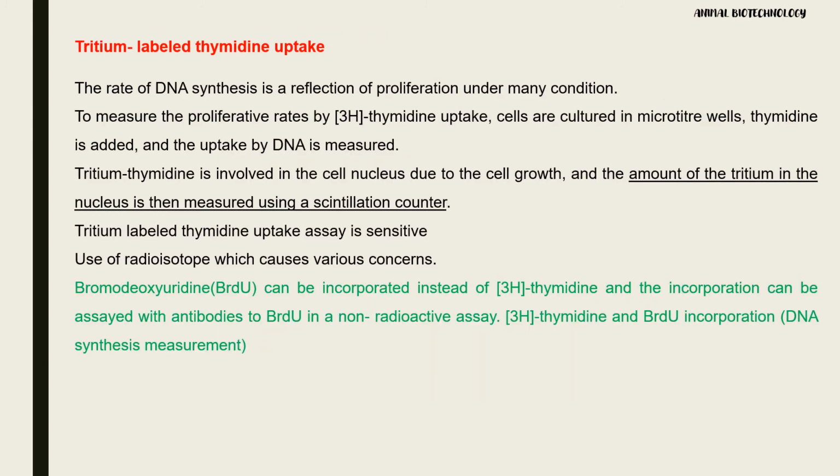Tritium labeled thymidine uptake assay. It measures the rate of proliferation or cell division to check the effect of the test substance. The cells are cultured in wells followed by addition of the test substance. Thymidine is added to the cells. The thymidine uptake by the cells is proportional to DNA replication. The amount of tritium in the nucleus is then quantified. It is a sensitive method, however, the radioactivity is a concern.